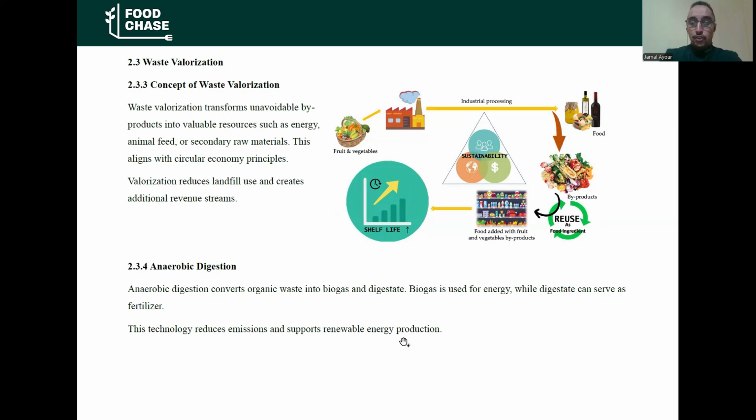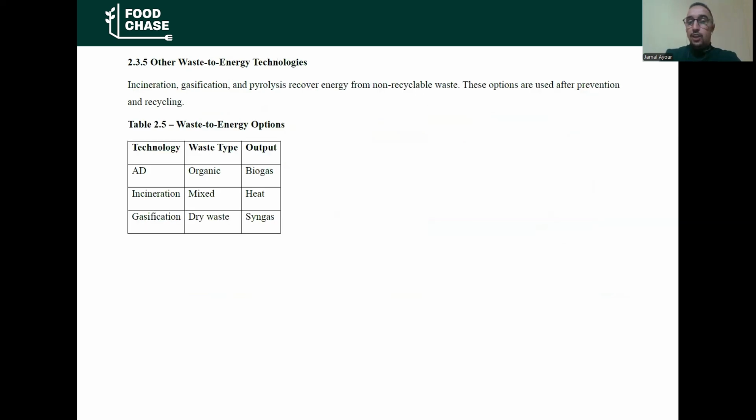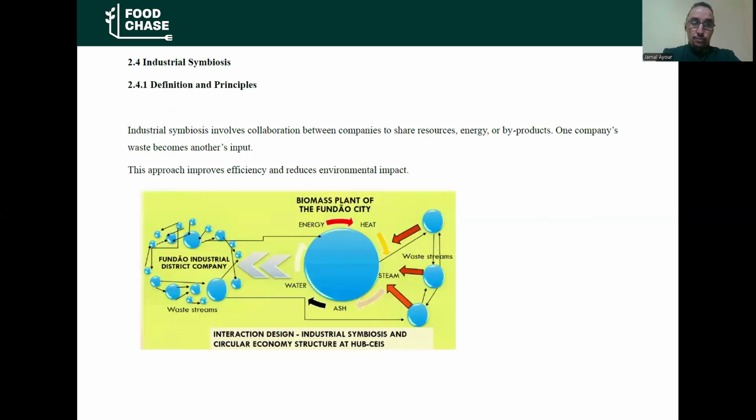Other waste-to-energy technologies are incineration and gasification of pre-valorized waste, recovering energy from non-recyclable waste. These options are often used for prevention and also for recycling, as you can see in this table, with different technologies applied by waste type, with outputs for biogas, for heat, for gas, and other technologies. Just an example of different technologies.